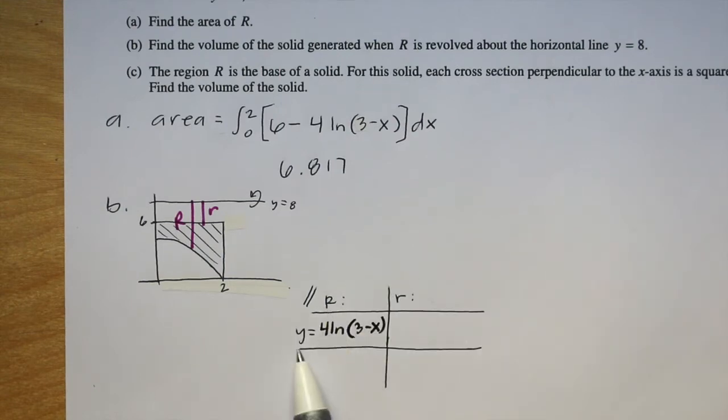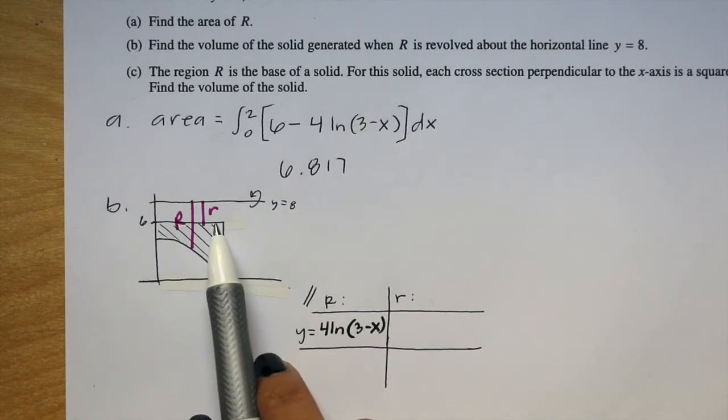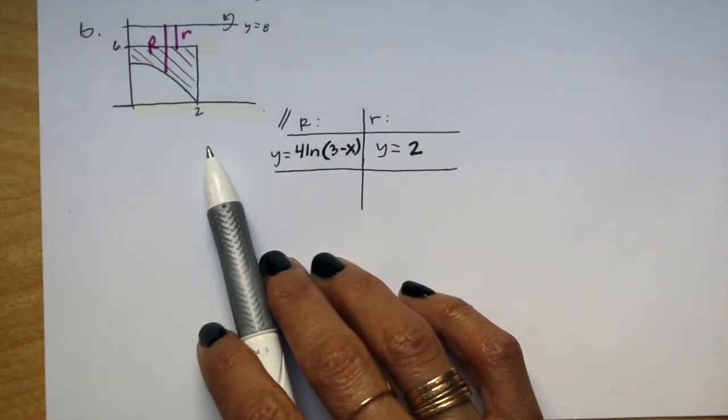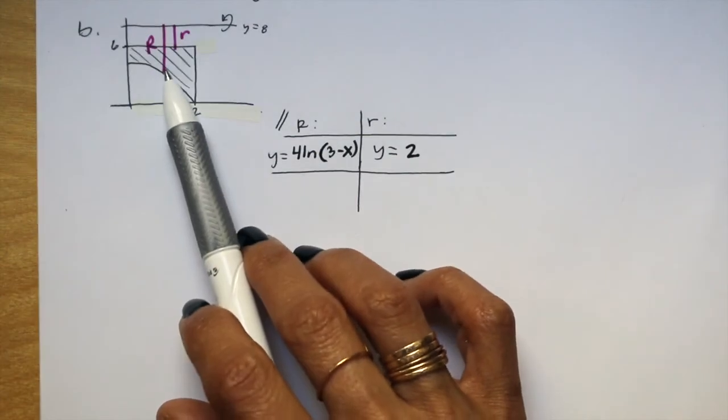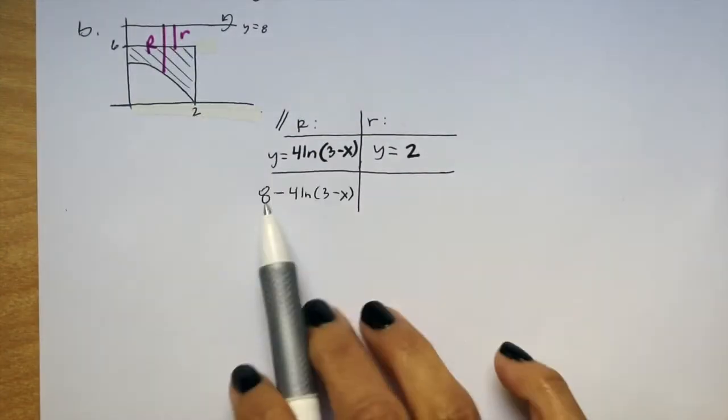So for capital R, I have the y equals 4 ln of 3 minus x, so it's in the form of y with respect to x. For lowercase r, wherever you draw it, you get a constant value of 2. And finally, to finish up the expression for capital R, you can think of it as top minus bottom. So if you look at it, you have top, which is 8, minus the bottom, which is the curve. So I wrote that right here.